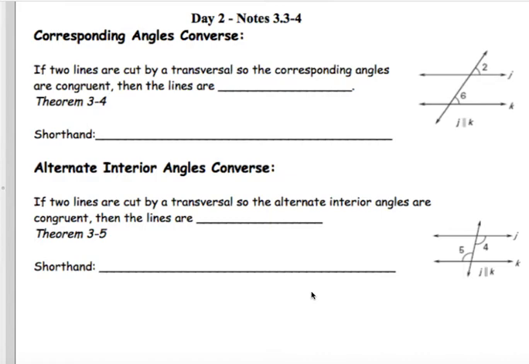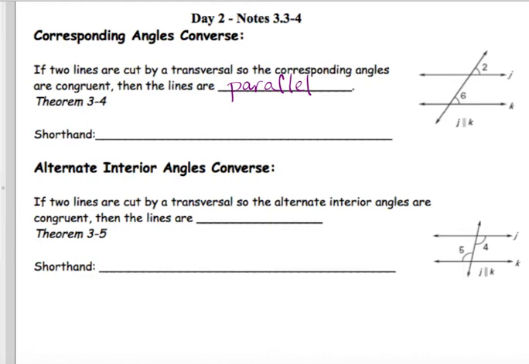The converse of it says if two lines are cut by a transversal, so the corresponding angles are congruent, then the lines are parallel. So it's just the converse of the statement that we had from yesterday. For today, talking about the converses. So these would be used in proofs. If we're trying to prove that lines are parallel, we would use the converses of the theorems from yesterday. If the goal of the proof is to prove angles congruent, then we would want the original theorem or postulate.